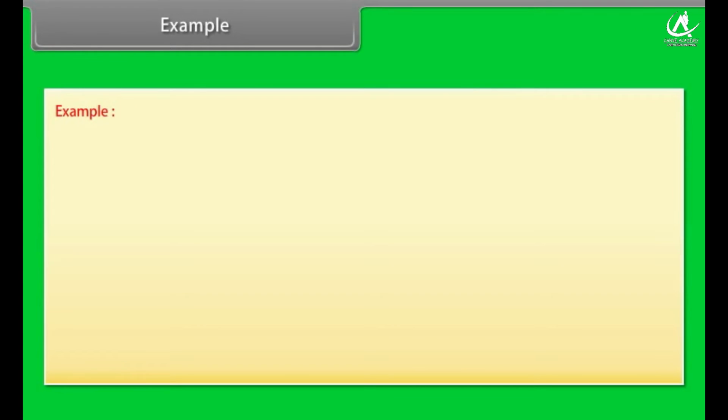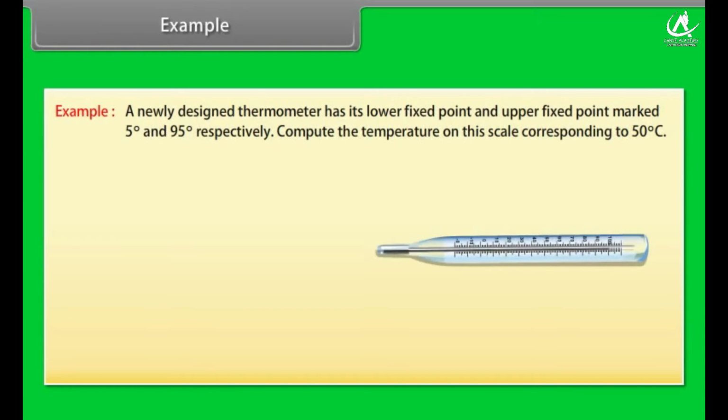Example. Let's take an example on measurement of temperature. A newly designed thermometer has its lower fixed point and upper fixed point marked 5 degrees and 95 degrees respectively. Compute the temperature on this scale corresponding to 50 degrees Celsius.